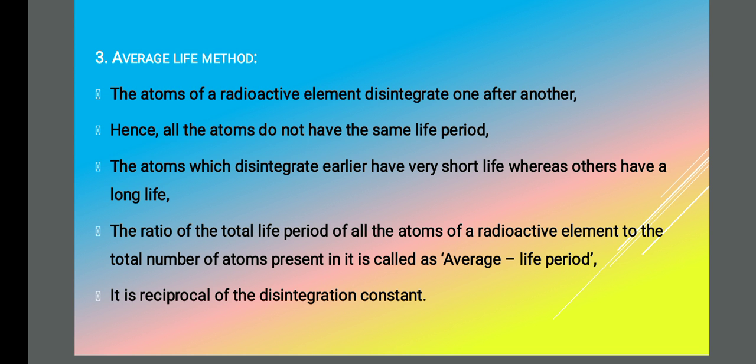I'll repeat. If you take a bunch of atoms, few will undergo disintegration first and the remaining will undergo disintegration later. The one which disintegrates first is said to have a short life period, and the other one is said to have a long life period. So now how to calculate average life period? It's the ratio of the total life period of all the atoms of the radioactive element to the total number of atoms present in it, and that is called average life period.